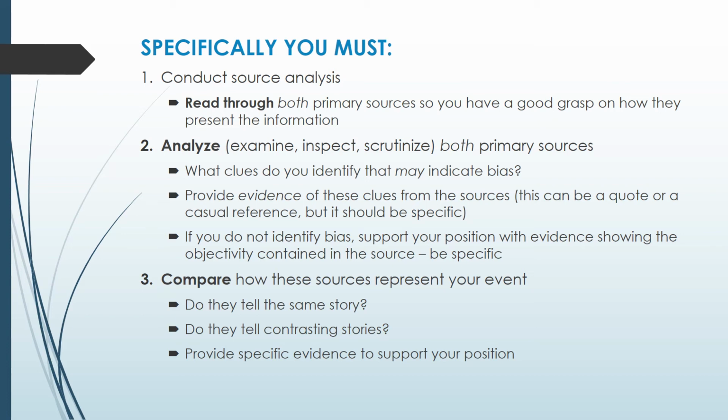If you don't identify any bias, support your position with evidence showing that the author is objective. This is important because you're using your mind to analyze these sources, but it's not just something you think up. You have to have evidence supporting it, okay? This is to show that you've actually read the source and that you're learning from it. You're demonstrating your knowledge and understanding of the source. That's the key here. And the last point, compare how these sources represent your event.